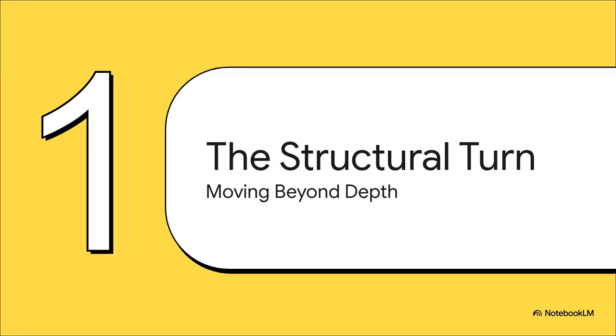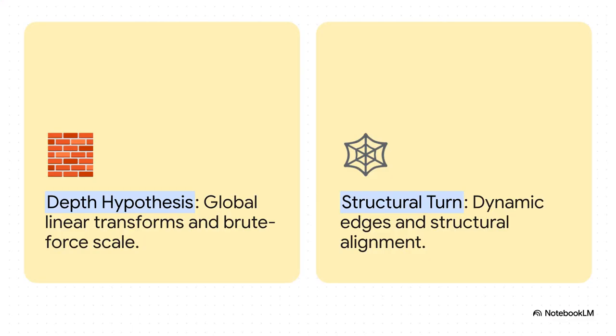Section 1. The structural turn, moving beyond the depth hypothesis. So, for nearly a decade, the AI industry relied really heavily on what's called the depth hypothesis. This was basically the assumption that you could just brute force complexity by stacking endless layers of fixed, static nodes. It was an era all about scaling up sheer size, using the multi-layer perceptron as the baseline atomic unit.